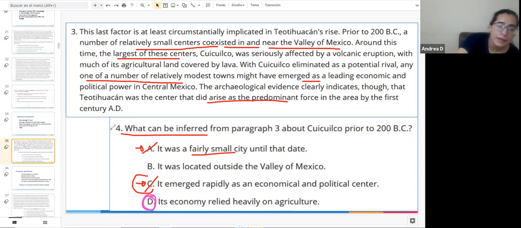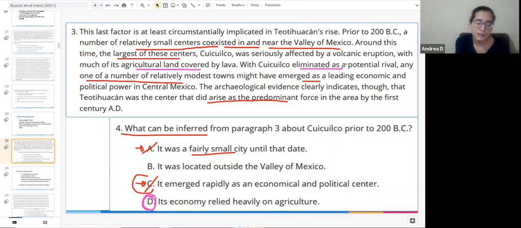The agricultural land was covered by lava, was basically damaged and affected because of the volcanic eruption. And that caused them to disappear, as somebody said, right? So that's what we know. That's what we do know about Cuicuilco. They were a powerful city. A volcanic eruption happened that covered the land with lava. And then they disappeared. They basically were eliminated as a rival. So they disappeared, they went down.